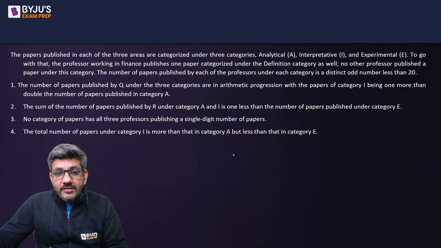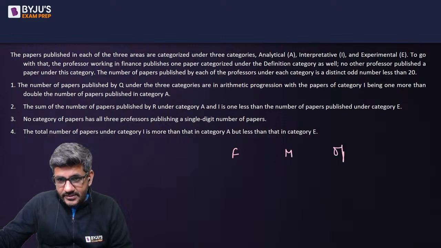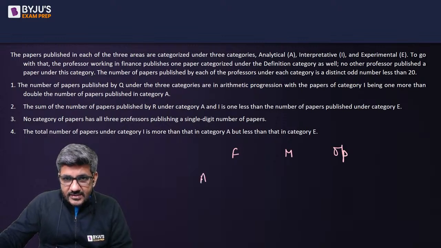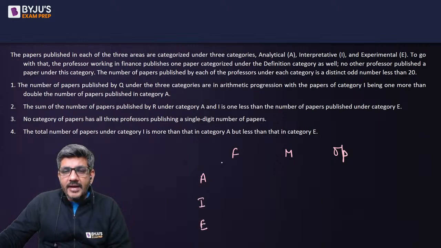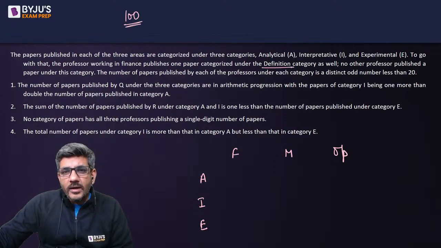So we are given three areas: finance, marketing, and operations. And they are categorized as analytical, interpretative, and experimental. And he has already told us the total number of projects is 100. Out of those 100, one is in the definition category. So that one is taken out. We are left with 99 projects.